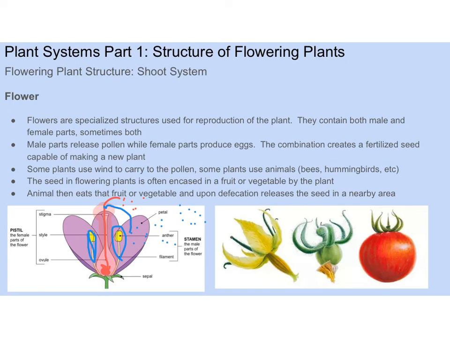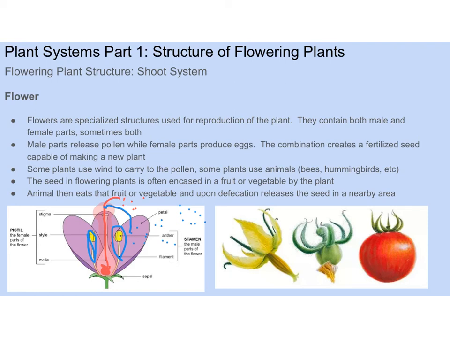All right, so male parts release the pollen while the female parts produce the eggs. The combination creates a fertilized seed capable of making a new plant. Some plants use wind to carry the pollen, like I showed in my example, but some will use animals like bees and hummingbirds to transfer that pollen. Now, the seed in the flowering plant is often encased in a fruit or vegetable by the plant.